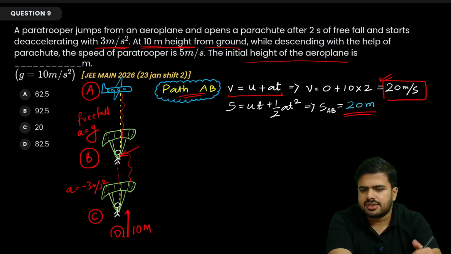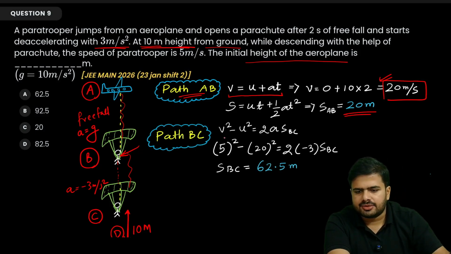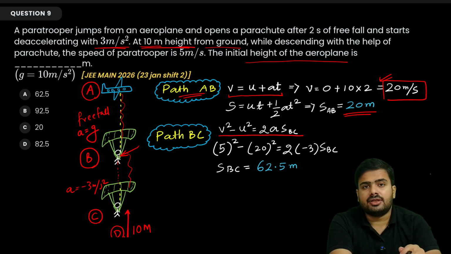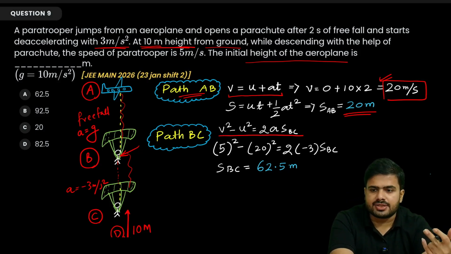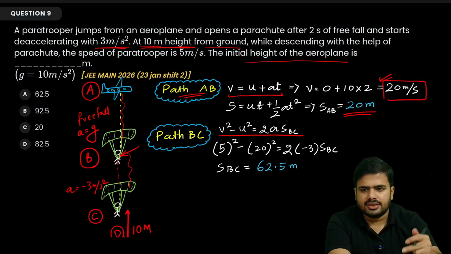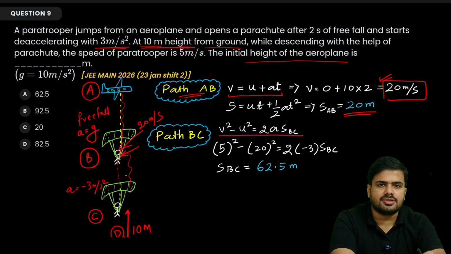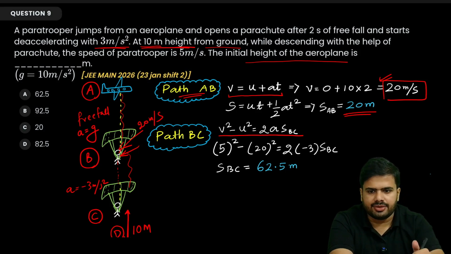Similarly, for B to C, if you check the B to C path, we can apply v square minus u square equal to 2 into a into s. Here the initial velocity will be the final velocity of the first case, that is the A to B case. So while reaching B, what was the velocity? At this point, the person has a velocity of 20 meter per second, which will act as the initial velocity for the second case, the B to C path.